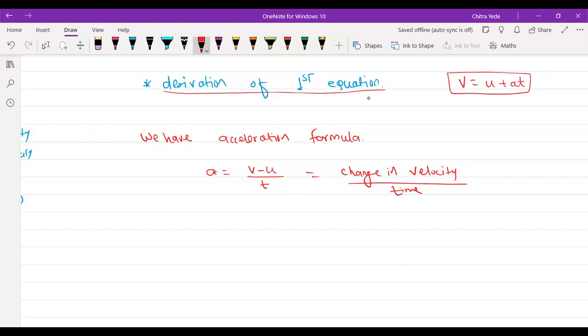So I'm transferring that T to the other side. As per the transfer rule, if it is in the denominator and you transfer it to the other side, it goes to the numerator, right? So what we get is V minus U equals AT. Now I'm going to transfer that negative U to the other side. According to the rule of transfer, negative becomes positive, so it becomes V equals U plus AT. And this is nothing but our first equation.